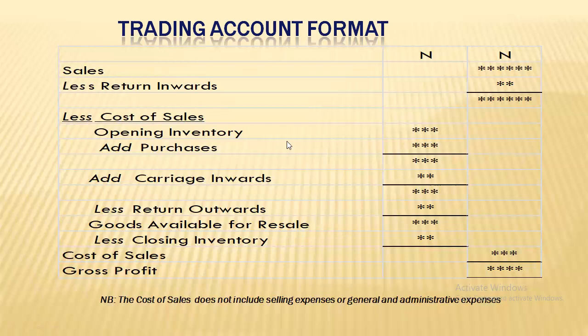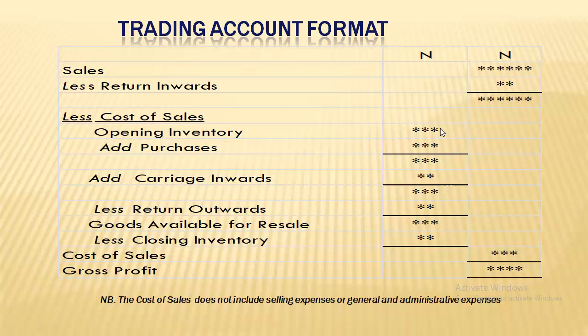So the first one we have is the opening inventory. That's the inventory we had last year that we could not finish selling. We have to bring it up to this year. So we'll sell that first. So we have the opening inventory. Any inventory that we've purchased in this current period will be added to the opening inventory.